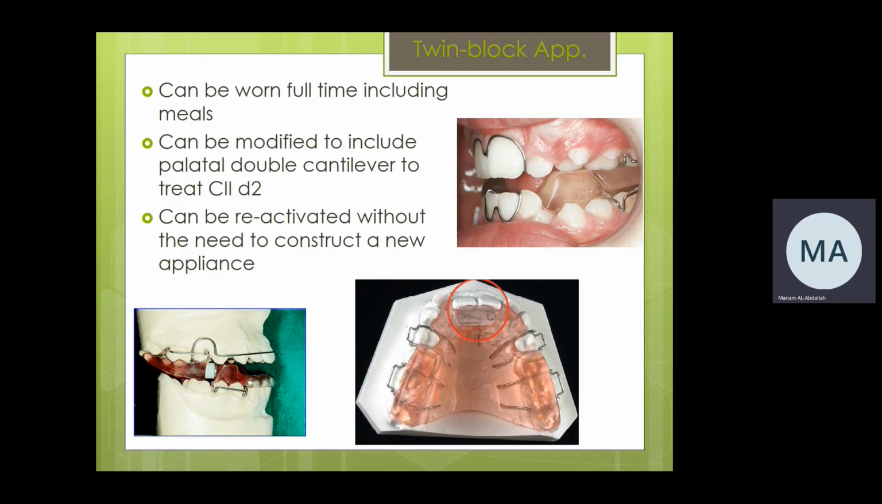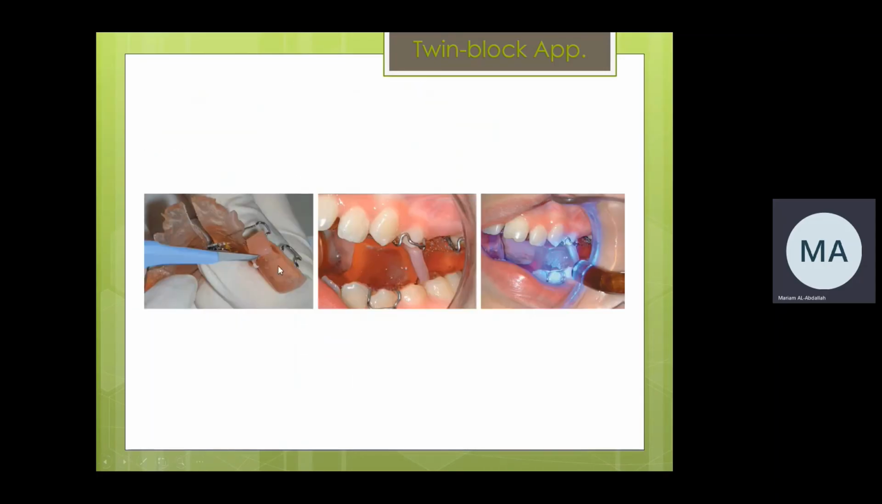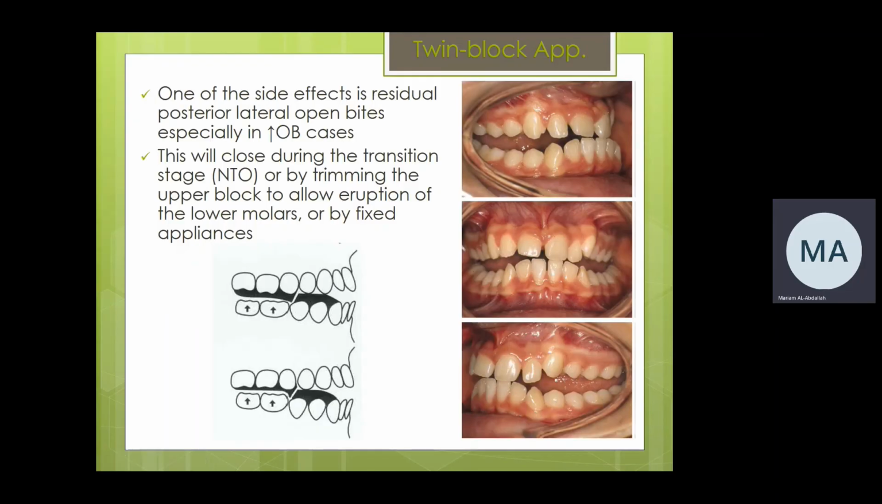Of course, this appliance can be worn full time, and it can be modified, as we said, to treat class 2 division 2 malocclusion. If you need further activation in the middle of the treatment, then you can add some ready-made acrylic buttons to the upper block in order to enhance forward posturing of the mandible. We can add acrylic to one of the blocks, the upper or the lower, and you can actually enhance forward growth of the mandible and posturing of the mandible.